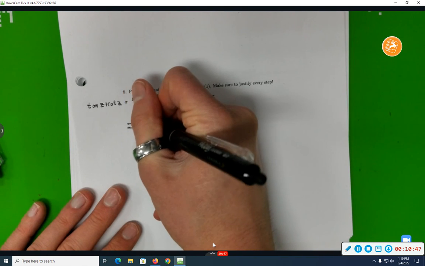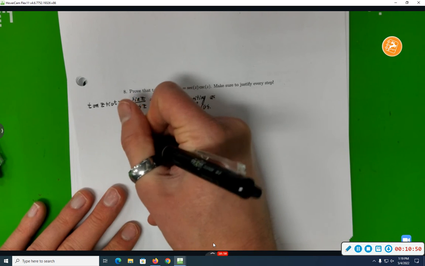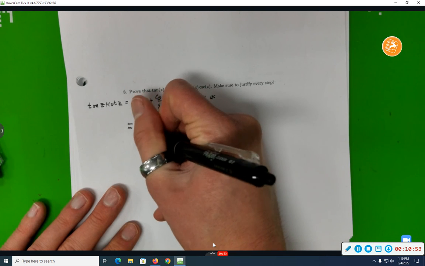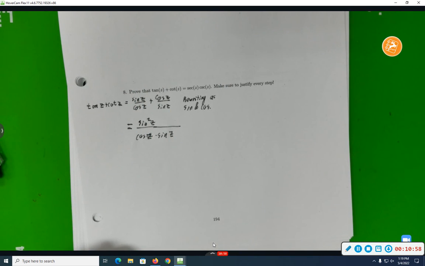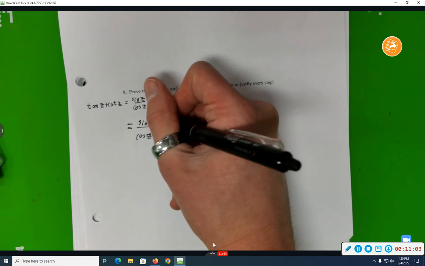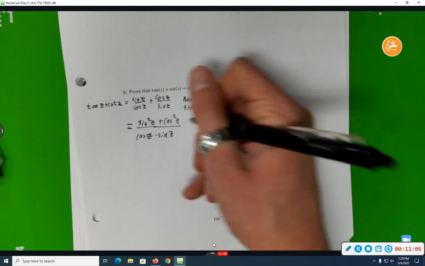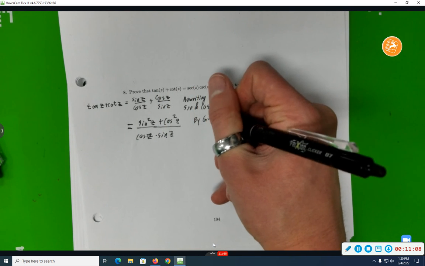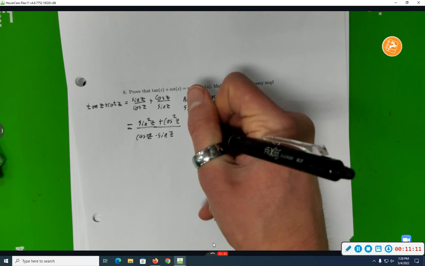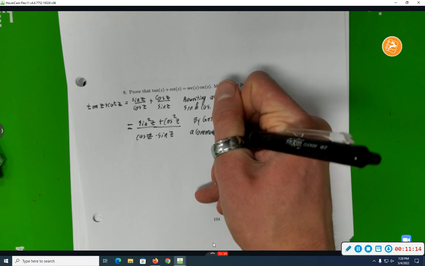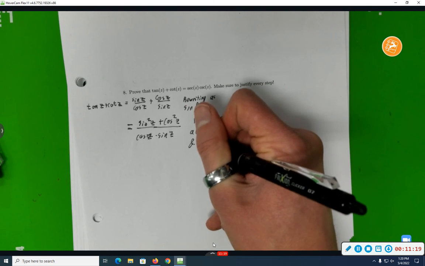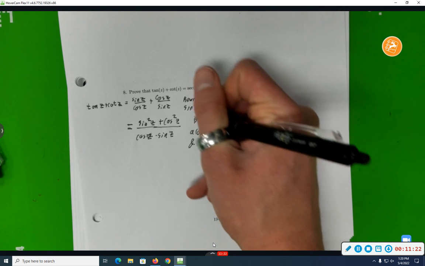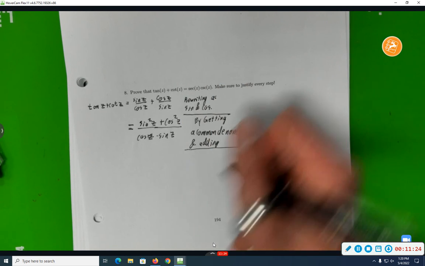All right, so I guess this will be sine squared over cosine times sine. And in fact, as long as we're getting a common denominator, would anyone object to adding fractions in the same step? Yeah, we already know what's going to happen. It's not too complicated this time. By getting a common denominator and adding.